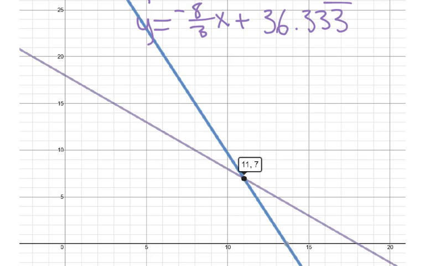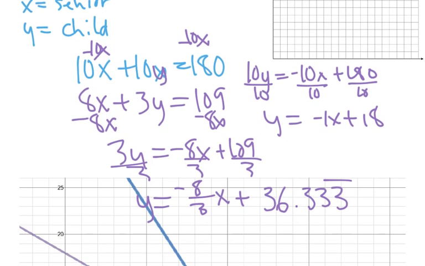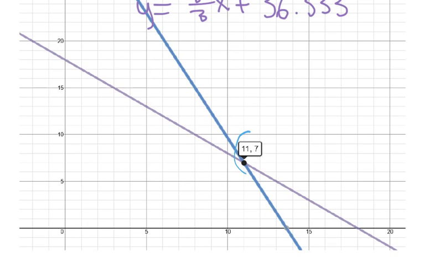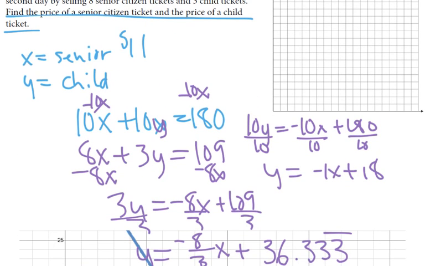Okay, and we get, let's see, the blue was the first day, purple the second day. So where do they intersect? Where they're the same is 11 and 7. So 11 for x, 7 for y. So that tells us senior citizen tickets cost $11, child tickets cost $7.